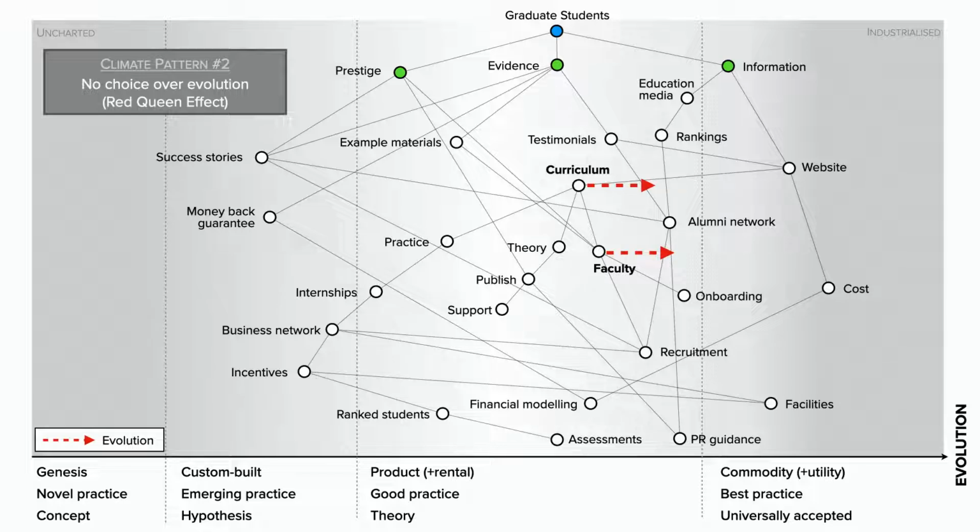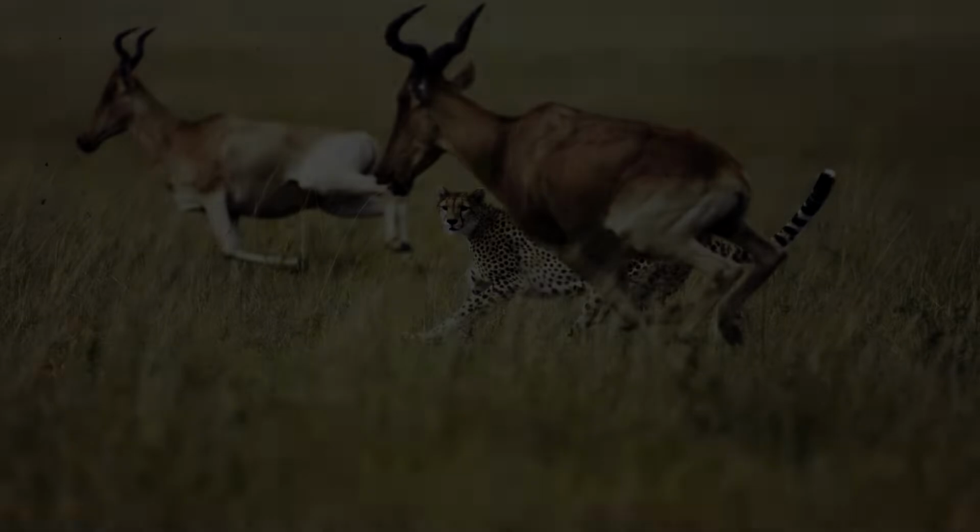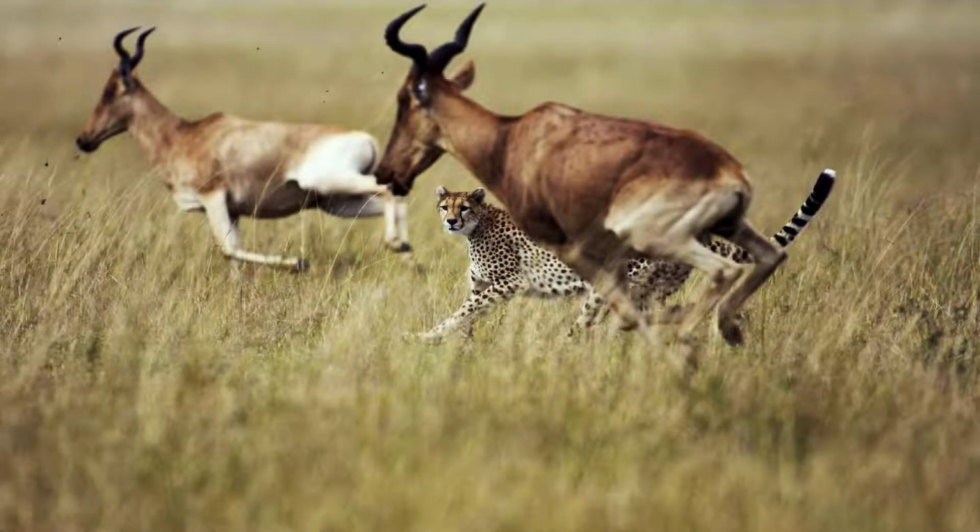You have no choice over evolution. You either adapt or die. This is known as the Red Queen effect, and it was first proposed by evolutionary biologist Leigh Van Valen in 1973, and describes how species must continuously adapt and evolve to keep from going extinct.